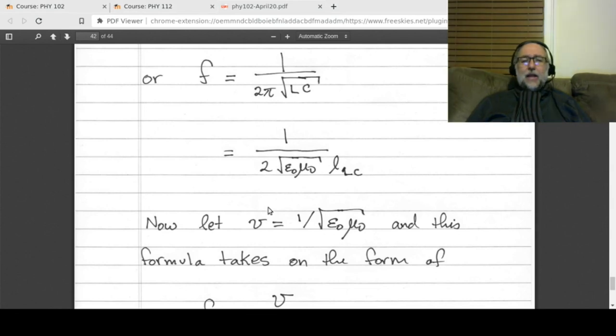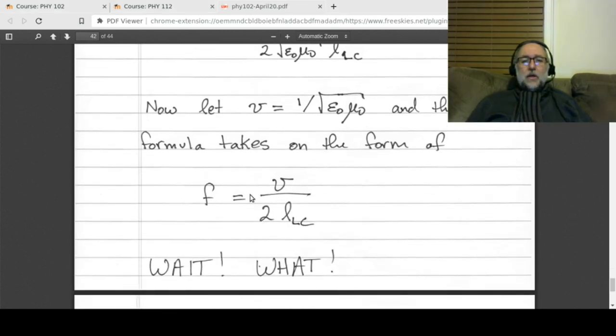And now I'm going to say, let me think of this 1 over the square root of epsilon naught mu naught as a V, like some velocity. Well, if I do that, look at what this becomes. This equation becomes F is equal to V over 2 times that characteristic length. And that equation should look familiar, because you know what that equation is? That's the equation for the fundamental frequency of a string.